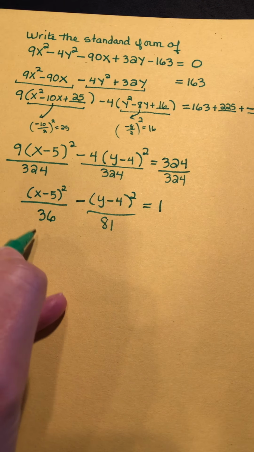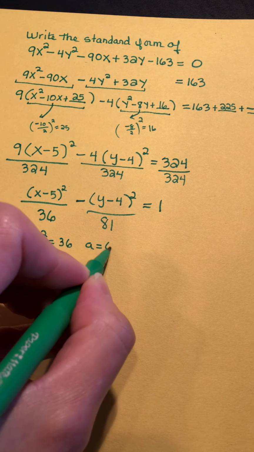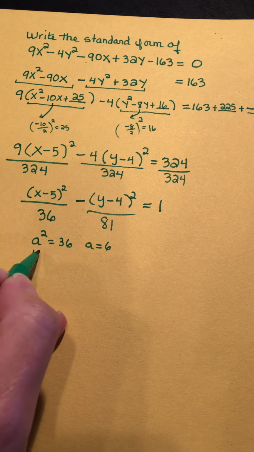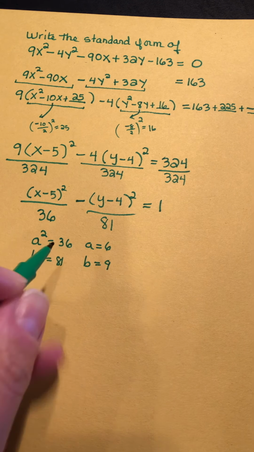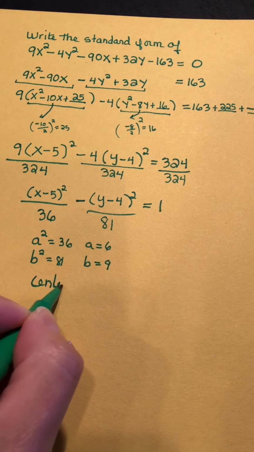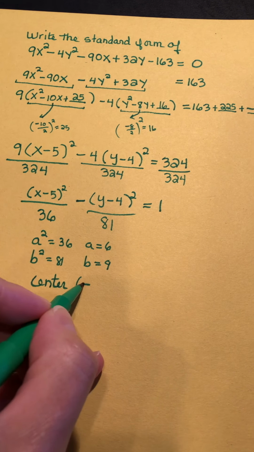This is a horizontal hyperbola. A squared equals 36, which means A equals 6. That's the distance from the center to the vertex. B squared is equal to 81, which means B equals 9. This is the distance from the center to the co-vertex. The center of this hyperbola is (h, k), and in this case, it's going to be (5, 4).